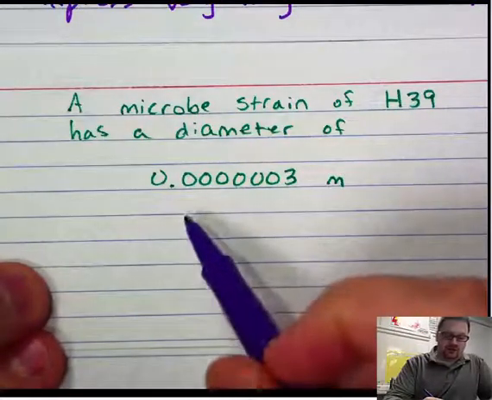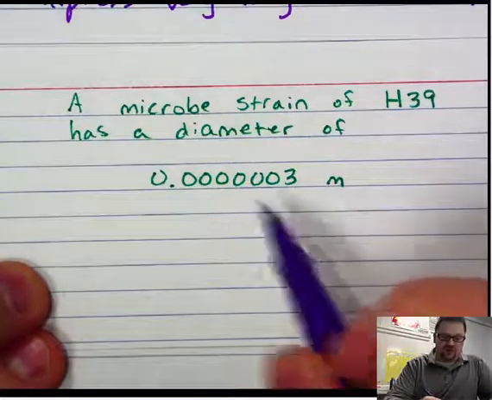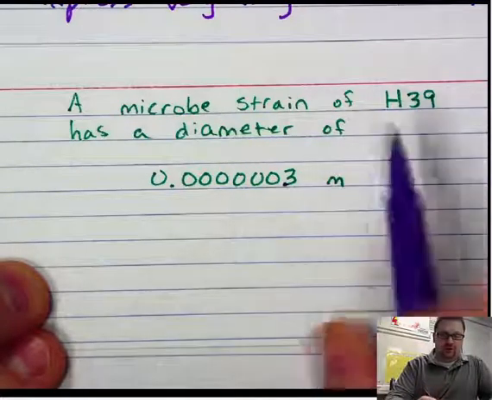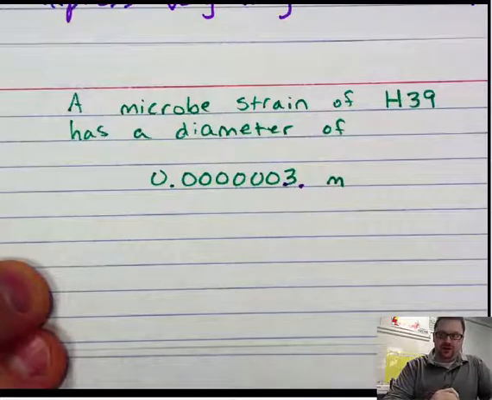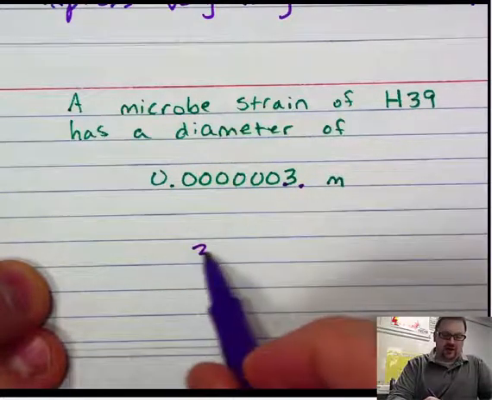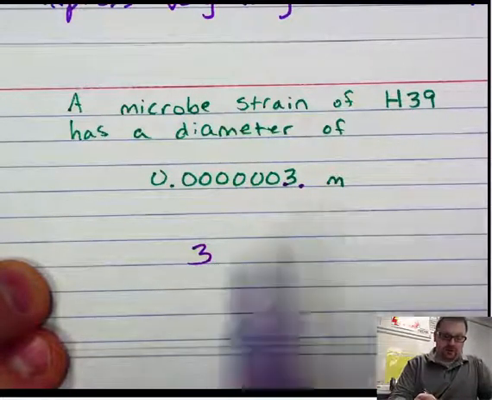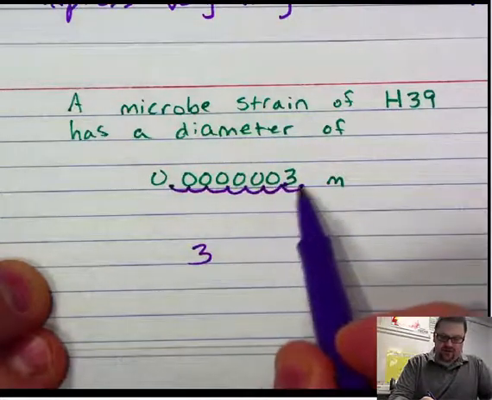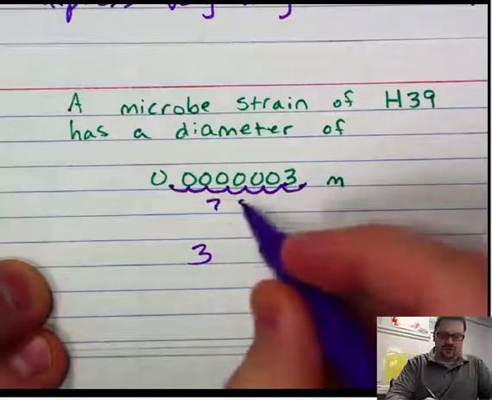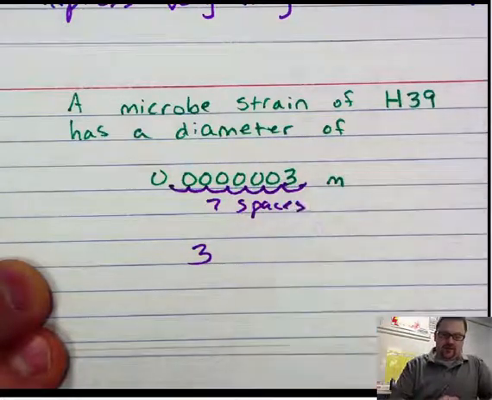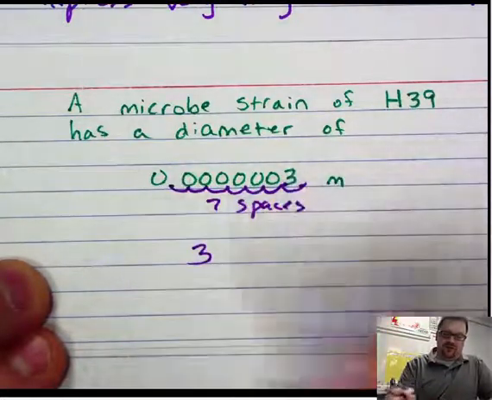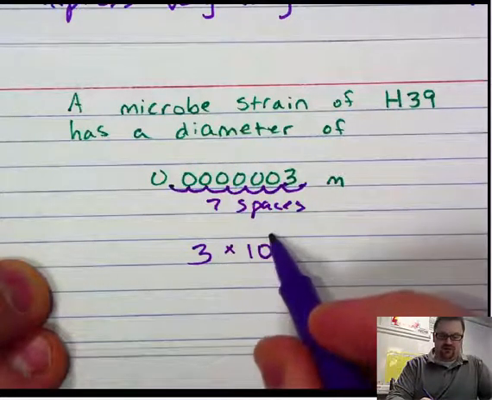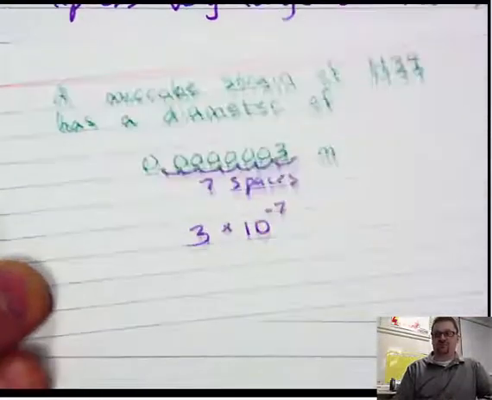I need to put the decimal so there's one non-zero digit before it. So I can't put it here because then 0 would be before. So I have to put the decimal here. So I'm actually going to have 3 as my number. It is 1, 2, 3, 4, 5, 6, 7 spots. 7 spaces. And again, the original number is smaller than 1, so I'm going to make the 7 negative, so it's 3 times 10 to the negative 7th power.